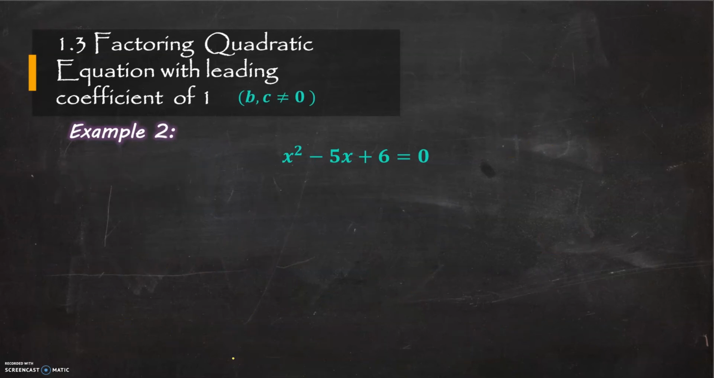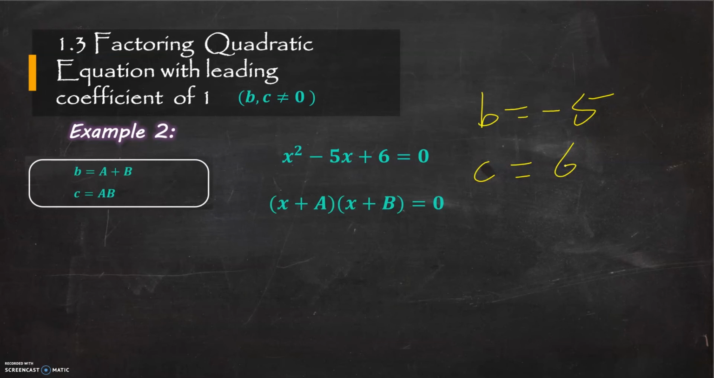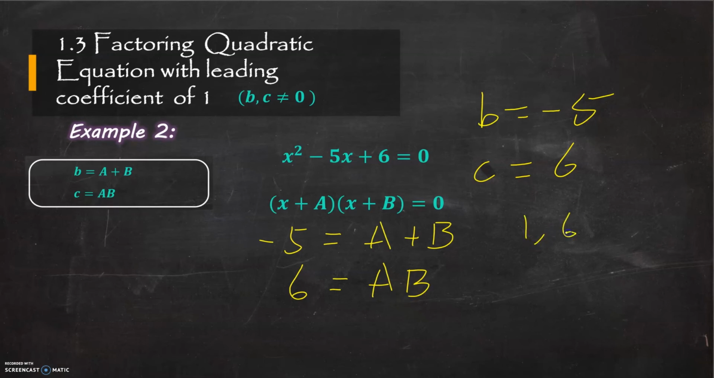Let's do a second example. So now we have b equals -5 and c equals 6. We can set up the same equations here, and 6 equals AB. And still, we check all the factors of 6. So 1, 6, 2, 3. Since here b is negative, both of them cannot satisfy the first equation. So we may think about the negative factors. We have 2 more here: -1, -6, -2, and -3.